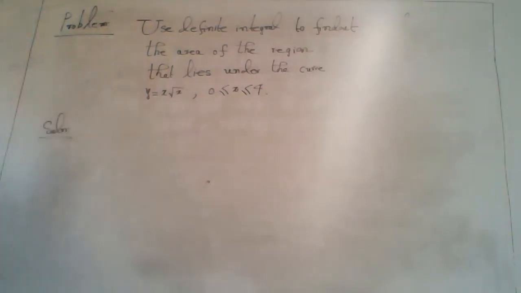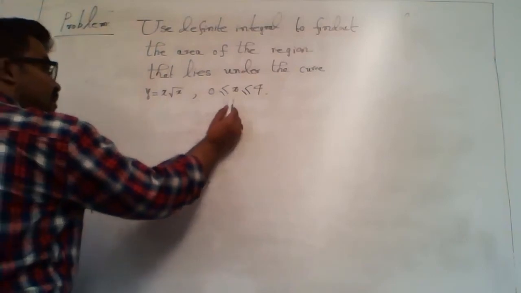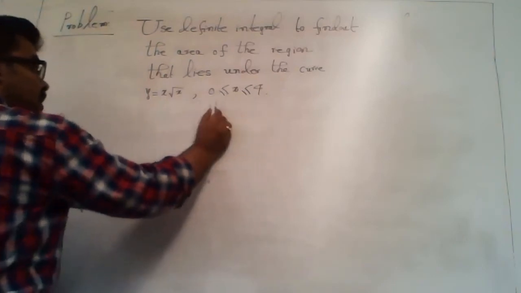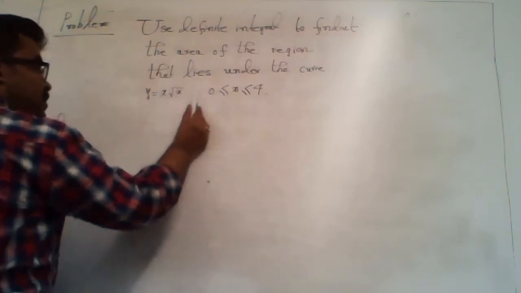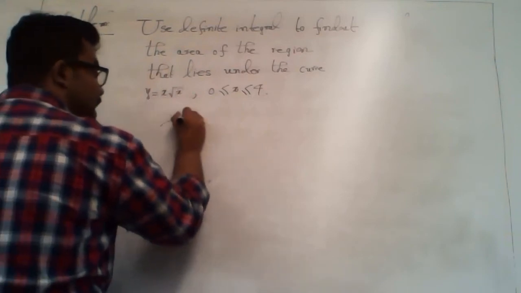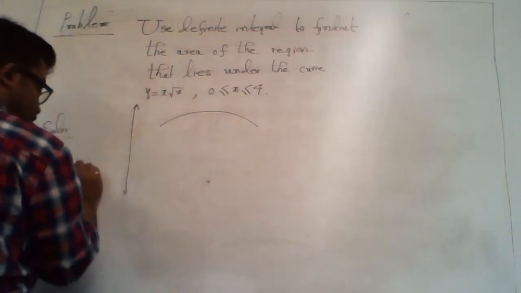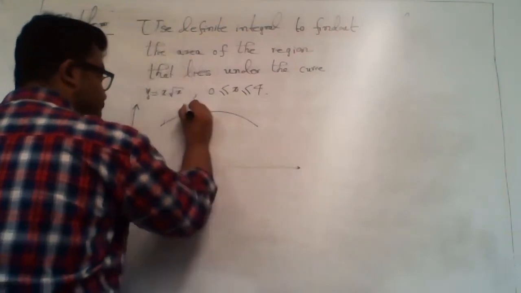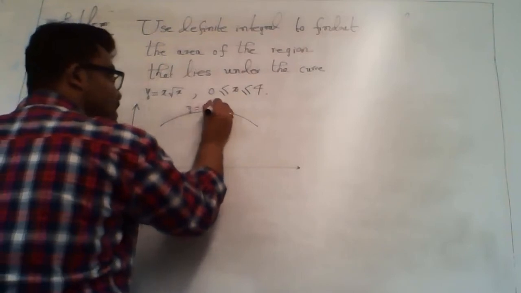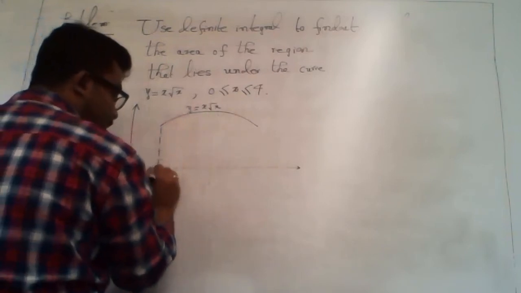You are given a function and you are given an interval. You have to find out the area of the region that lies under the curve y equals x square root of x in this interval. Observe that whatever value of x you take in the interval 0 to 4, this function is always positive. So this curve lies above the x-axis. If you draw the curve of this function, this is y equals x square root of x and this is my interval 0 to 4.